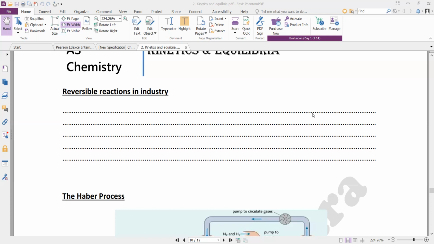If it goes to completion, that is a batch process, and then the quality will be different. Therefore, these should be continuous, so they are using a reversible reaction. They will not let the reaction go to completion. As soon as the ammonia is produced, they are taking it out. That's the advantage of using a reversible reaction.